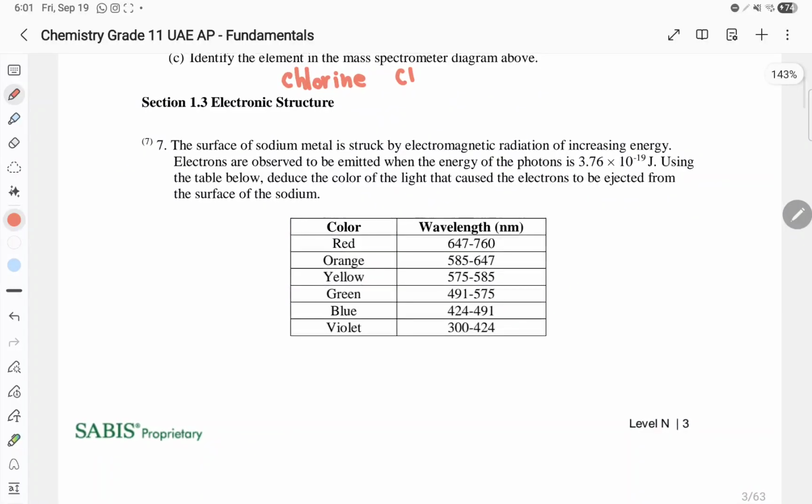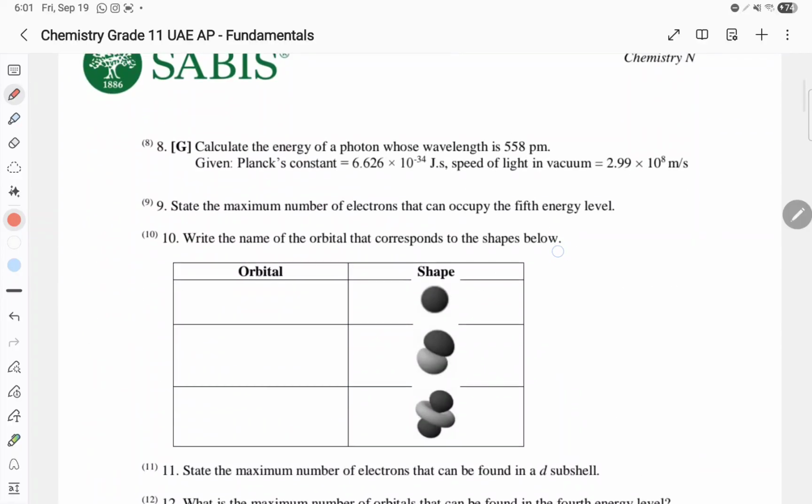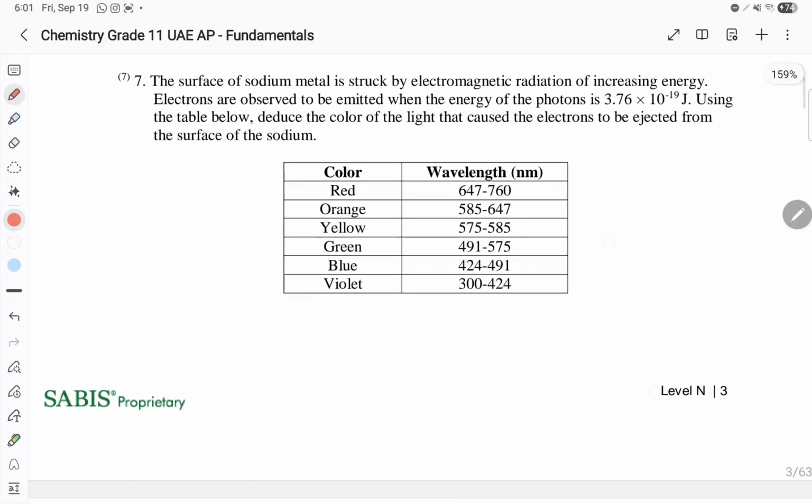The surface of sodium metal is struck by electromagnetic radiation of increasing energy. Electrons are emitted. The energy of the photons is 3.76 times 10 power negative 19 joules. Deduce the color of the light used by the electrons to eject. Okay, that's the question itself.